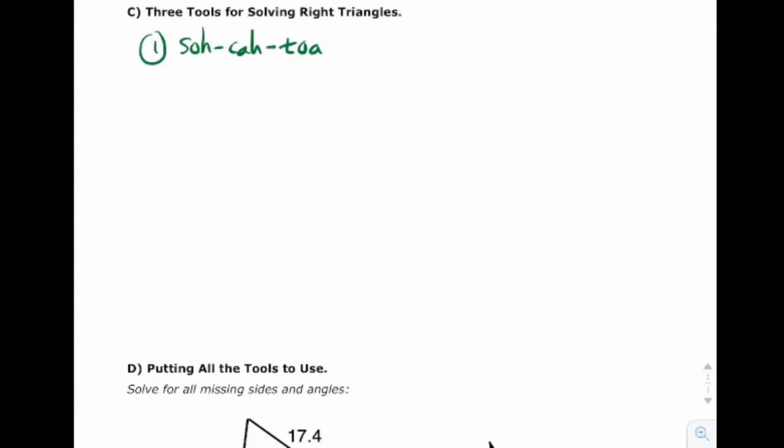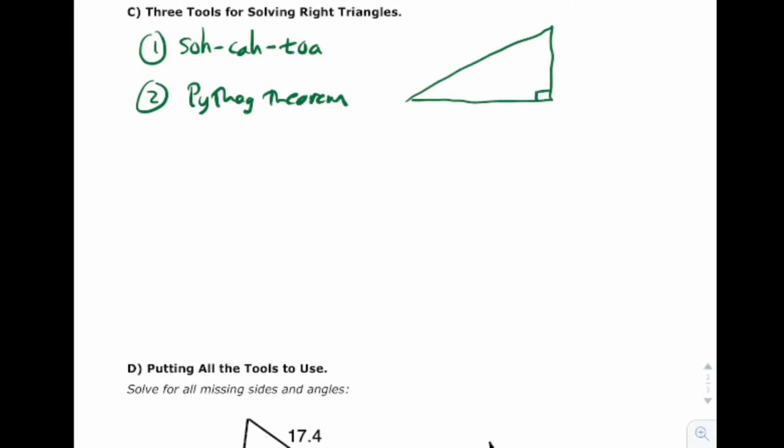But don't forget, there's other things you can use too. Remember that thing called Pythagorean theorem? That's another tool that will come in handy sometimes. Let's remember how that goes. As long as you have a right triangle, then let's call these 2 sides A, B, and we'll call this side C.